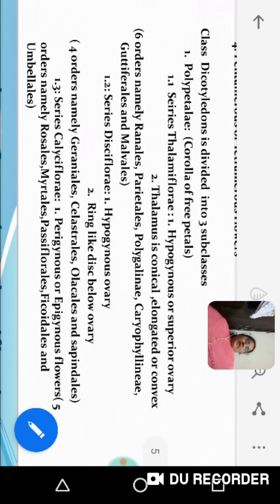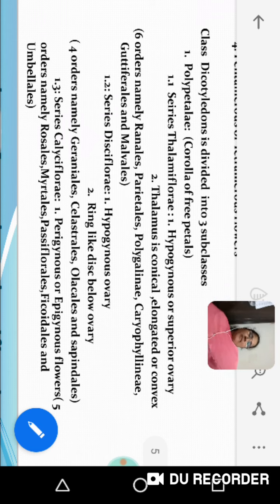So coming to the series thalamiflorae, the characters are like the presence of a hypogynous or superior ovary. Superior ovary means the position of the ovary is superior when compared with the calyx, corolla and androecium. The position of the gynoecium is superior. The position of the ovary is superior when compared with the position of sepals, petals and stamens. Such a condition is called the hypogynous condition.